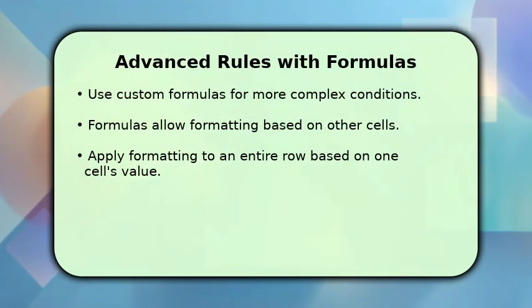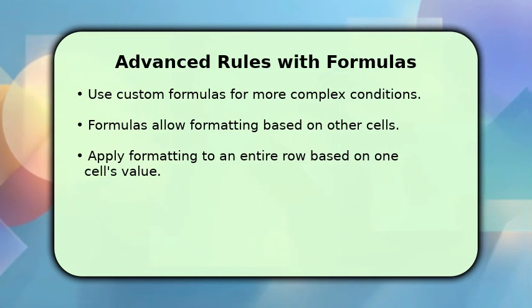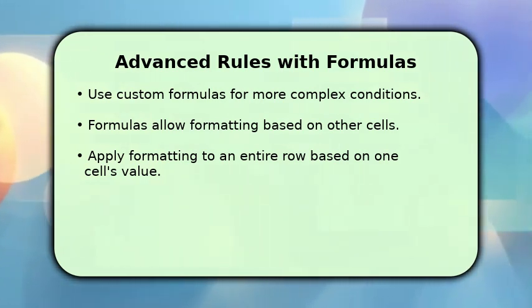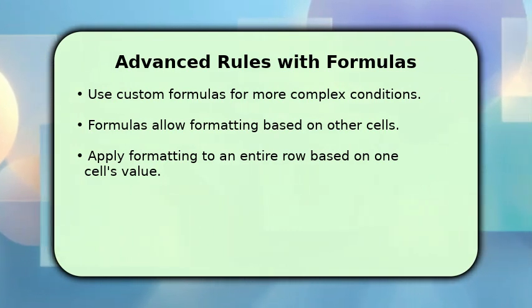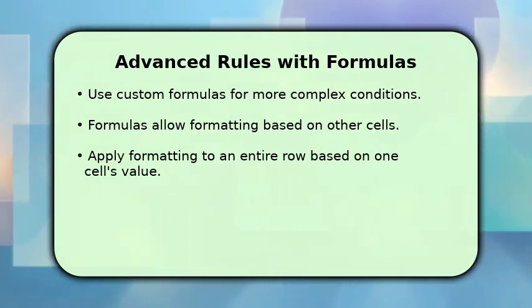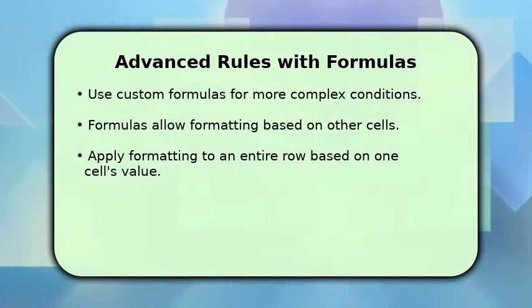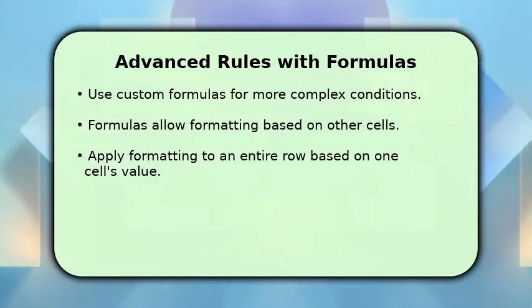For more advanced scenarios, you can use custom formulas. This allows you to create highly specific conditions, like formatting an entire row if a value in one column meets a certain criterion. Remember to use absolute references, like $1, when you want a cell reference to remain fixed, and relative references, like A1, when you want it to adjust for each cell.